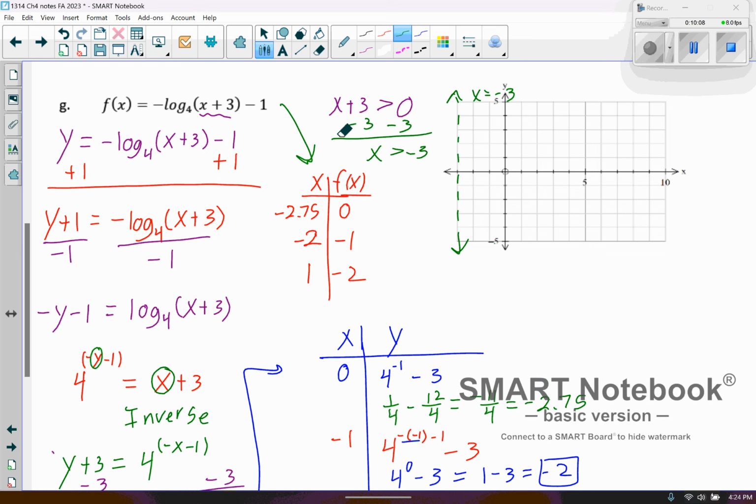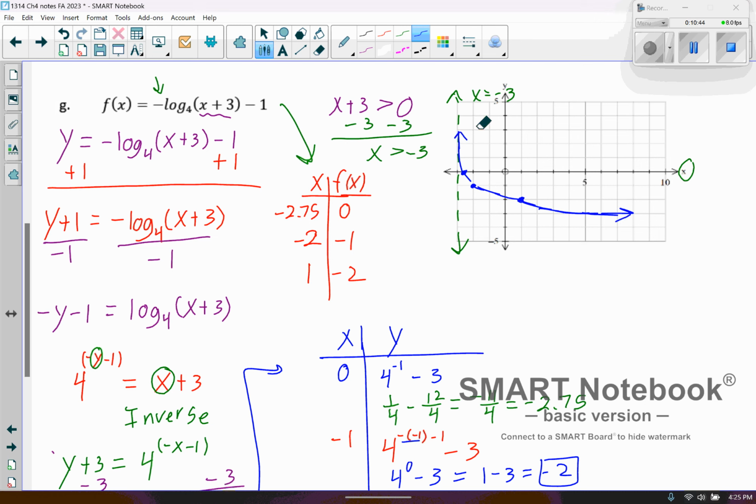So here we are. This is going to be kind of interesting. That negative in front actually causes a reflection across the x-axis. And so what you're going to see is when I approach my vertical asymptote, I'm actually going to be going up this time. So let's see, at negative 2.75, I'm at 0. Let's do a different color. So about right there. And then at negative 2, I'm at negative 1. And then at positive 1, I'm at negative 2. So you can kind of see that created that reflection.